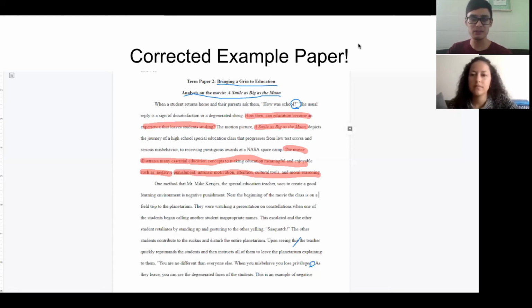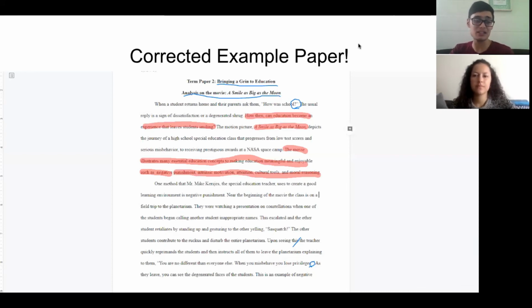For example, you have in this topic sentence this question, how was school? But the thing is that the overall sentence itself, when a student returns home and their parents ask them, how was school? You notice that it's as if they anticipated this next sentence. The usual reply is a sign of dissatisfaction or a degenerated shrug. So instead of starting a new sentence, you could rationalize making this question mark a comma and then connecting the 2 sentences so that it's one complete idea.